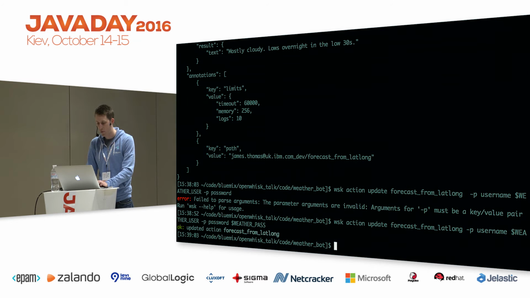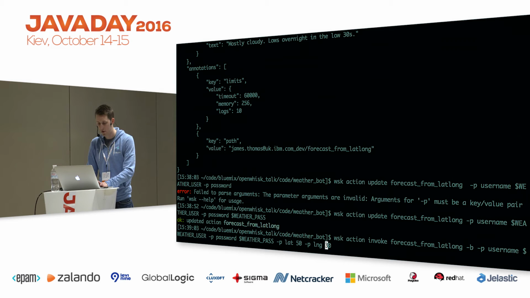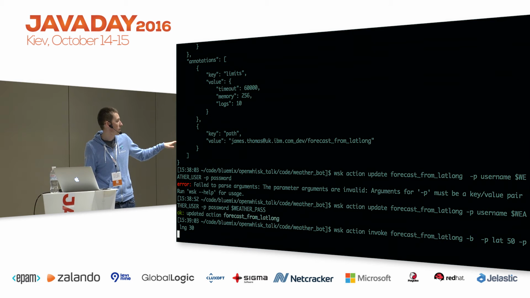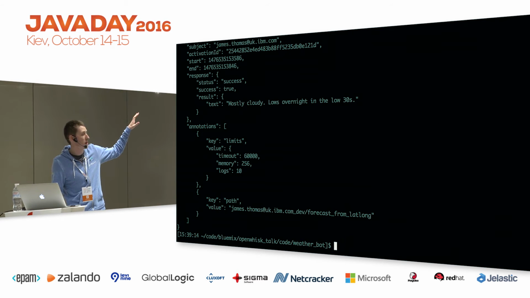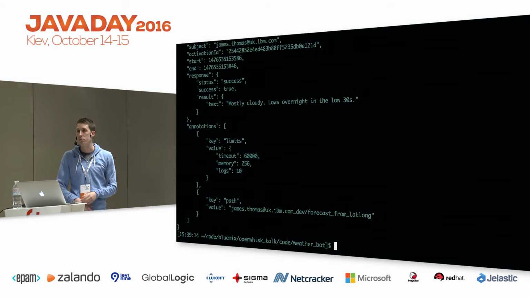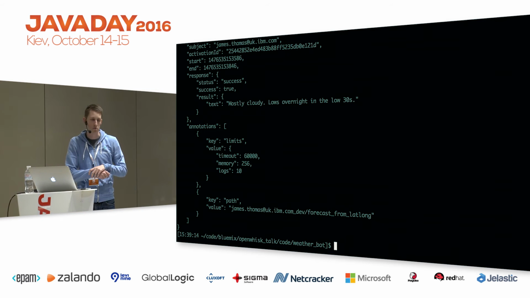Cool. So now if I go back to my invocation, I should be able to get rid of the username and password from the parameters. So now I'm not passing in the username and password, and hopefully it should return the same data. Cool, right? Now my platform's handling that, and I don't have to mess around.